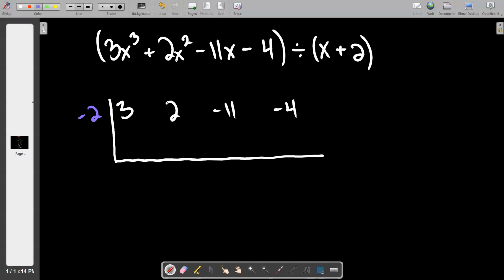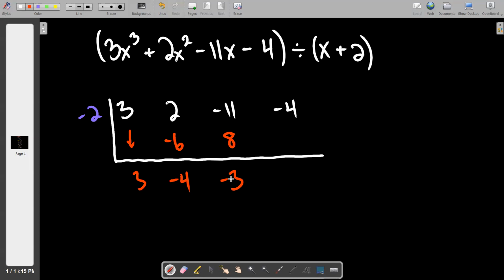So here we go. Step 1. Step 2. What do we get? -6. Next step. Add them together. Take the white red column right here. What's 2 plus -6? Stick that there. Next step. Multiply. What's -2 times -4? +8. Next step. Add. -11 plus 8. It's not 3. It's -3.